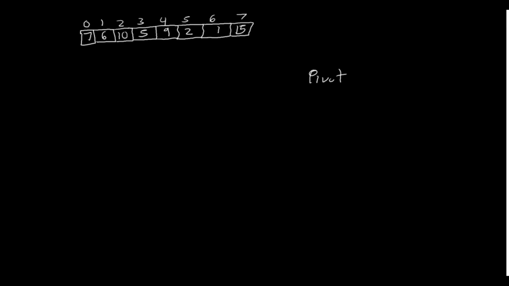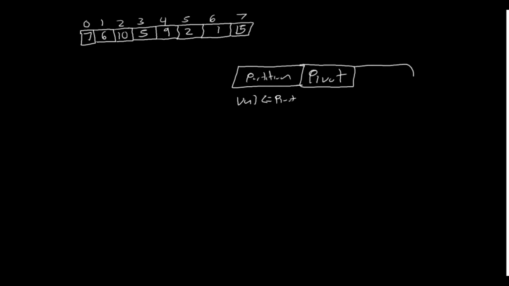We'll have something like our pivot right here, and if the val is less than or equal to the pivot, we put it in partition 1. And if val is greater than the pivot, we partition it on the right side, partition 2. That's what we're basically doing. Let's make that clear.